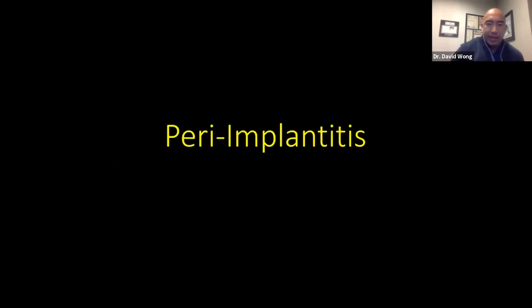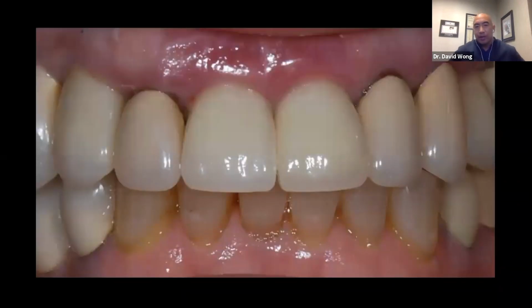So peri-implantitis. How do we deal with peri-implantitis? Here is a case that I did probably 7 or 8 years ago as well. We did implants for number 8 and number 9. Things came out beautifully. A couple years later, the patient comes back and says, man, my gum tissue is really, really tender and it bleeds when I brush.